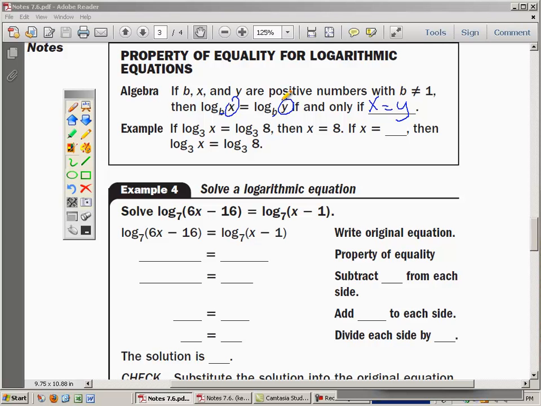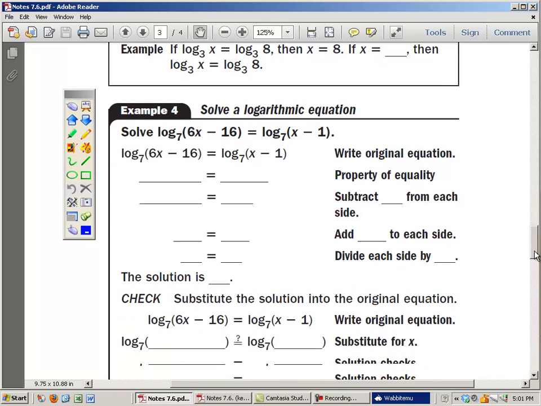So if log base 3 of x is equal to log base 3 of 8, then x has to be equal to 8. If x is equal to 8, then log base 3 of x is equal to log base 3 of 8. And once again, they show it both ways. Because of the biconditional if and only if, we'll be using one of the two methods. Okay? So don't be intimidated by our first example here.